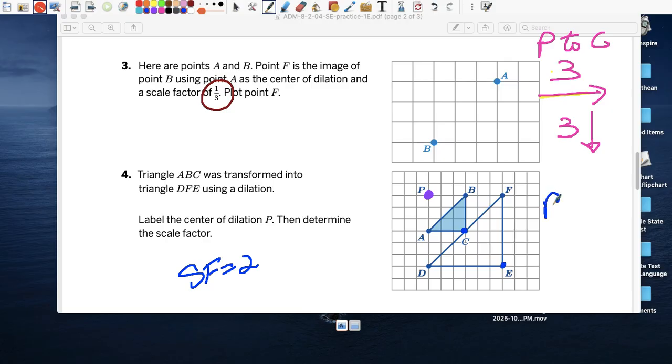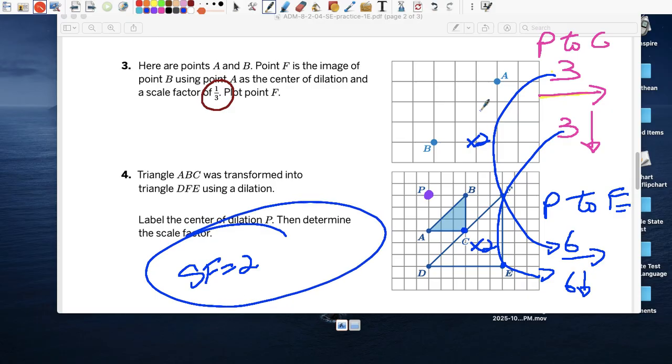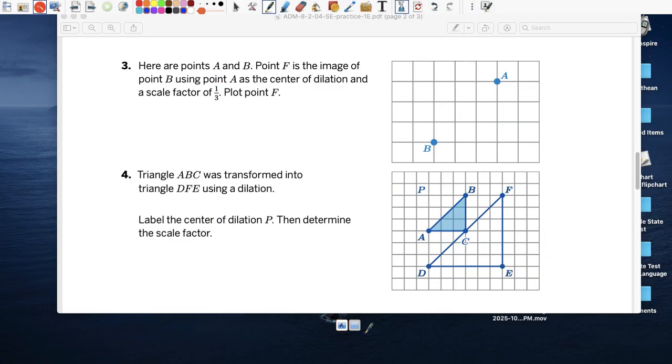Let's now go from P to E. We go 1, 2, 3, 4, 5, 6, so 6 units that way, and then 1, 2, 3, 4, 5, 6, and 6 units this way. Look at 3. How did it become 6? Times 2. What about this 3? How did it become 6? Times 2. So what was the scale factor? 2. Kind of easy, right?